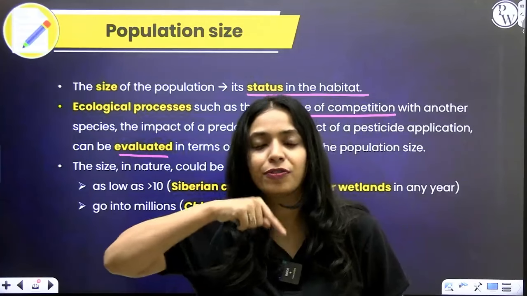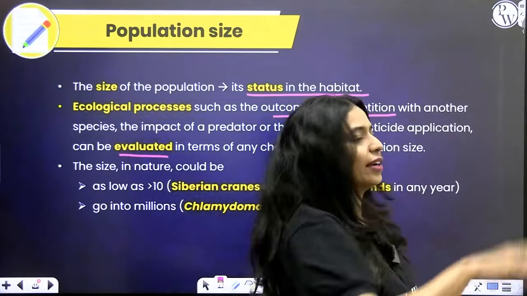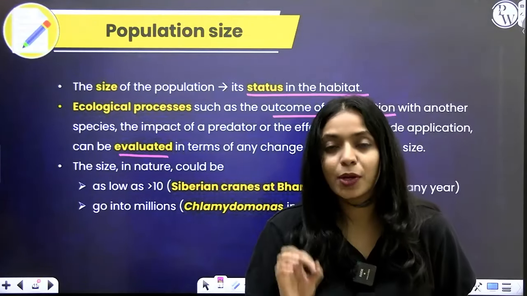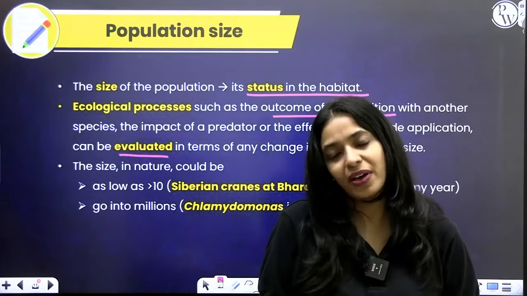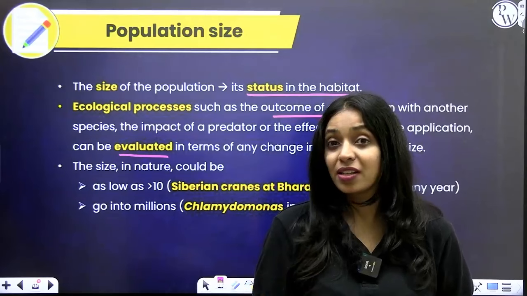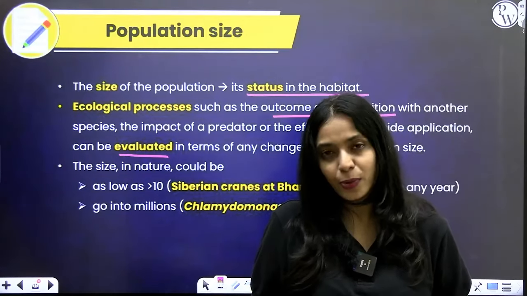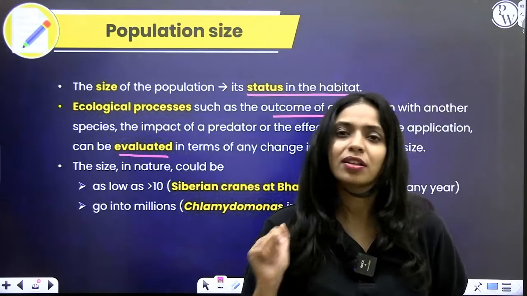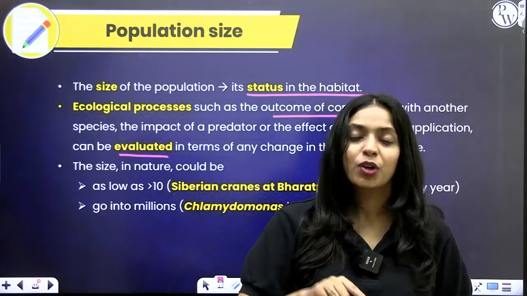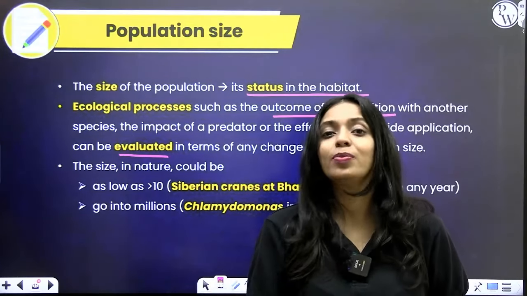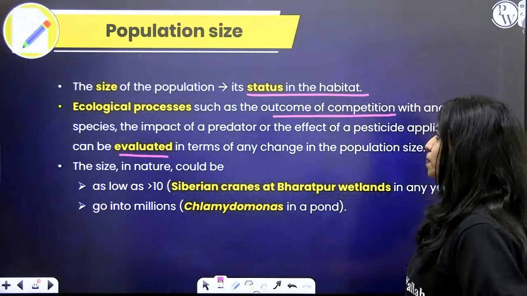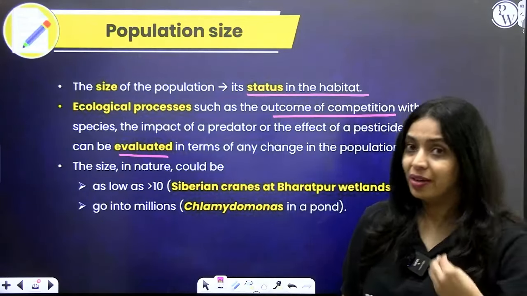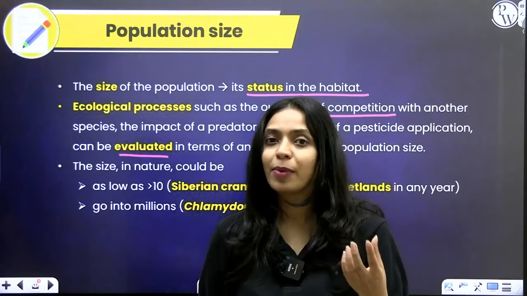Okay, so this was the number of pests that were there in a crop field before the application of the pesticide. Now that we've applied the pesticide, how do we know whether it's worked or not? How do you evaluate that? You can evaluate that by counting the number of pests again. So if you know the population size, it's possible to evaluate a lot of ecological processes, right?